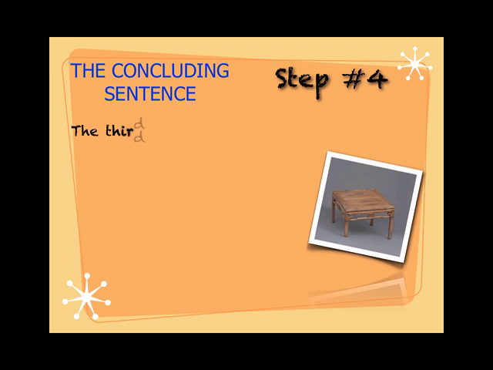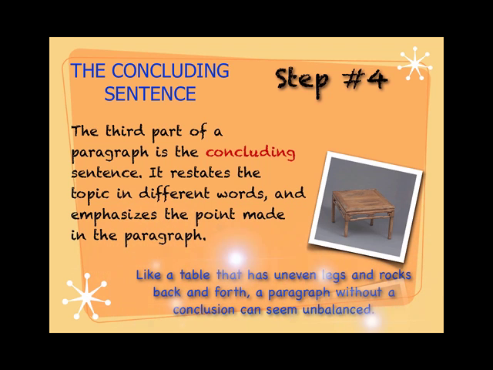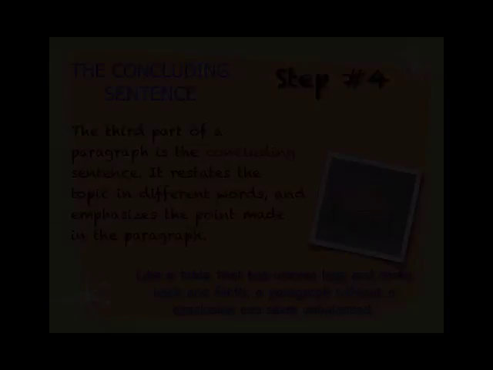Next, we have the concluding sentence. This is step number 4. It's the third part of a paragraph. It restates the topic in different words and emphasizes the point made in the paragraph. Kind of like a table that has uneven legs and rocks back and forth. A paragraph without a conclusion can seem unbalanced.